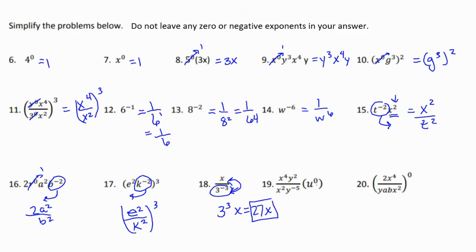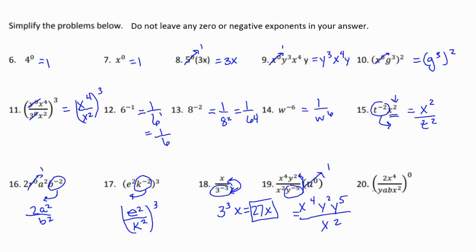Next expression, we have a u to the 0. Oh, that's gone away. And then we have a y to the negative fifth. Where does it go? To the top. So we have x to the fourth, y to the second, y to the fifth on top, and x to the second on bottom. That's it.